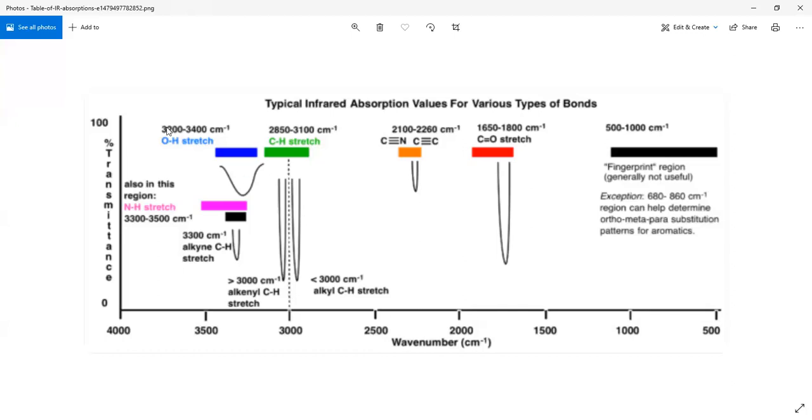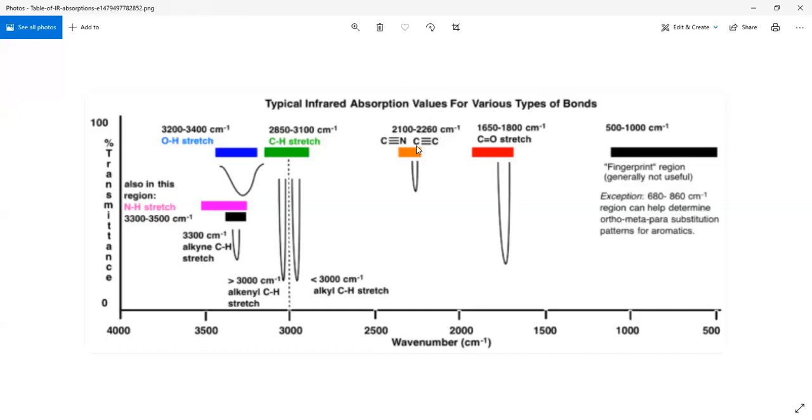When it's a carboxylic acid, remember this one goes all the way from here to here. That is the one that is covering everything in that area. When we have a carbonyl group, the stretching is in the 1650 to 1800 range, and it's very big, so that is very prominent.